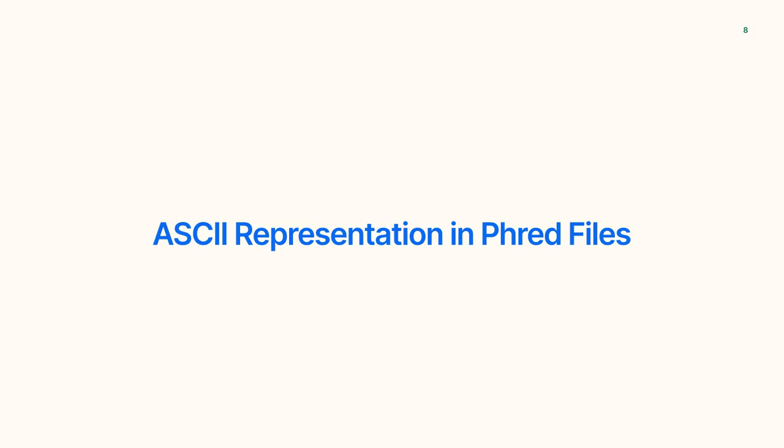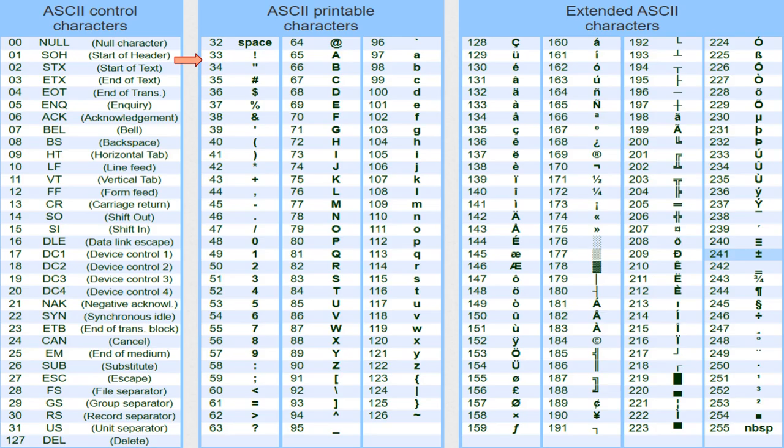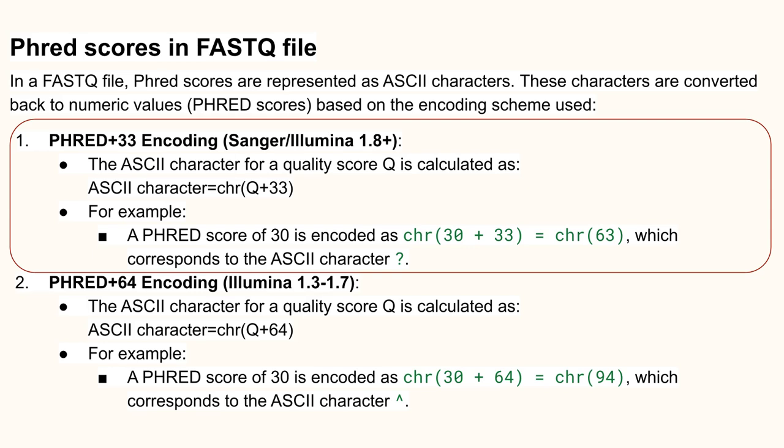In FASTQ files, Phred quality scores aren't stored as numbers. Instead, they're encoded as ASCII characters to save space and make the files more compact. ASCII, or American Standard Code for Information Interchange, is a character encoding standard. The first visible printable ASCII character is the exclamation mark, which has a decimal code of 33. There are two main encoding schemes used in FASTQ files: Phred 33 encoding and Phred 64 encoding.